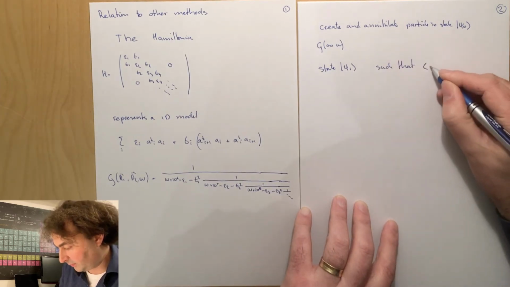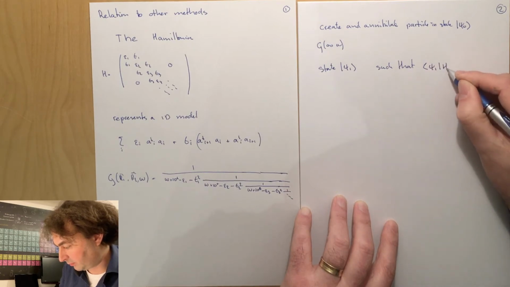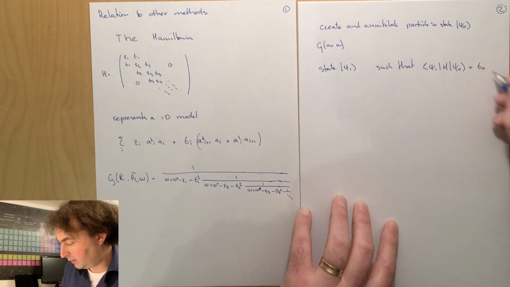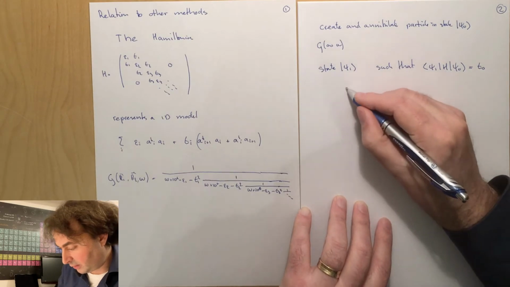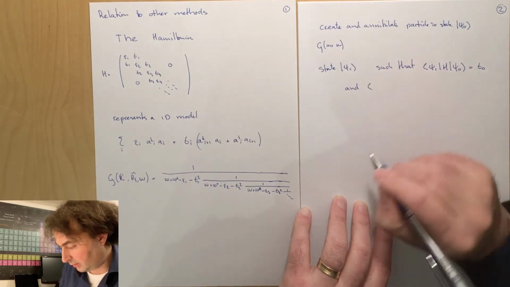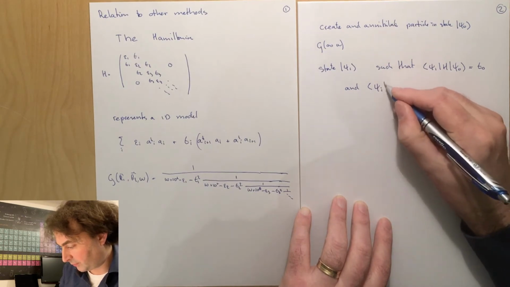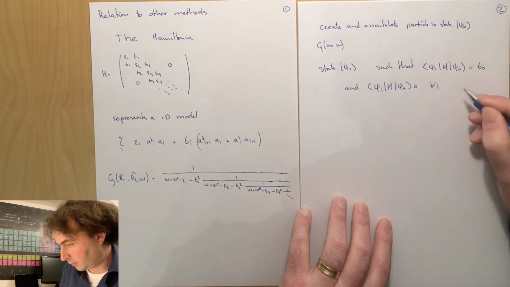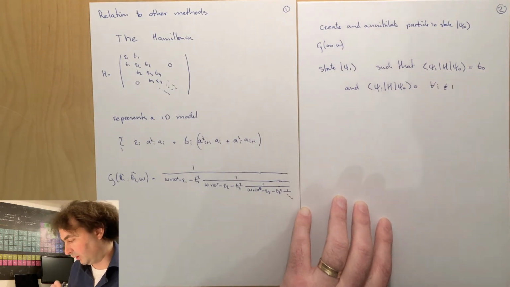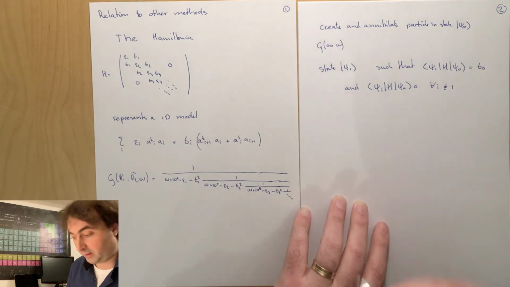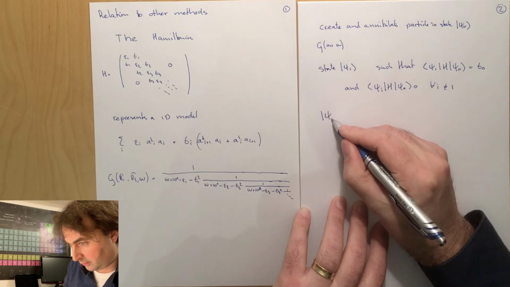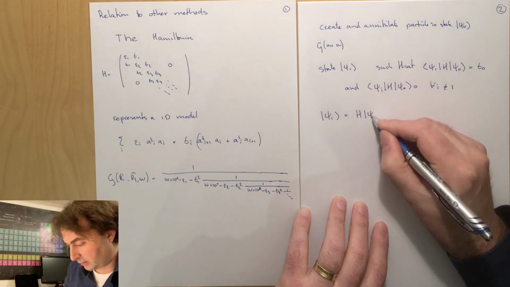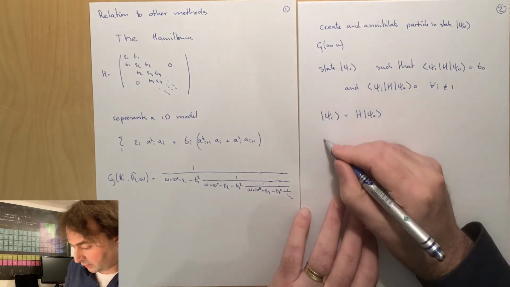We want the matrix element of the Hamiltonian between state 0 and state 1 to be equal to t_0, and we want that for any other state the Hamiltonian with state 0 is 0 for all states i that are not equal to 1. We can do this, and the claim is that my state 1 is equal to the Hamiltonian times state 0. And we can prove this.